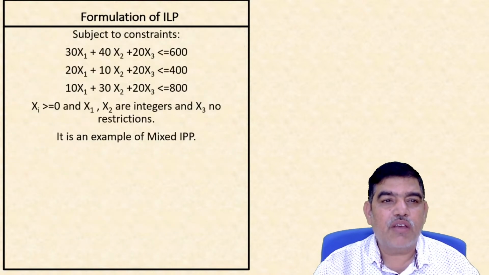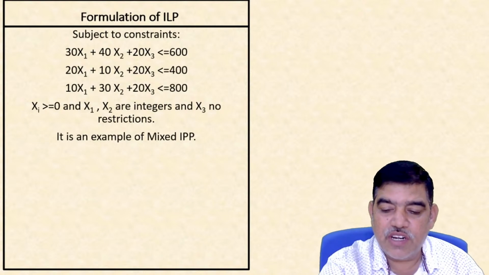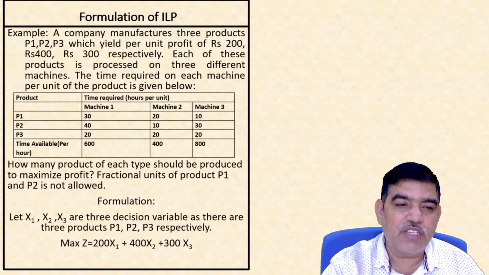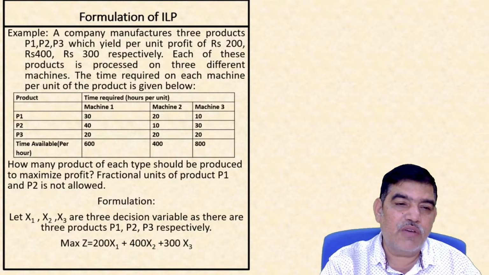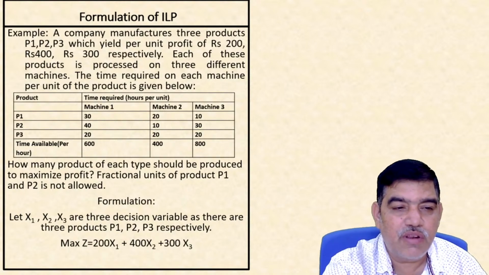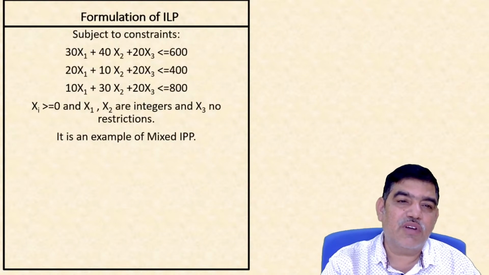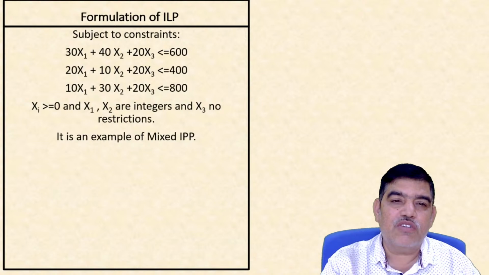Subject to constraint. Subject to constraint means I am mentioning here 30x1 + 40x2 + 20x3 ≤ 600. As per the table, for machine 1, for product P1, 30 hours, for P2, 40 hours, for P3, 20 hours. In this way, what is the total time available? That is 600. So the constraint equation becomes 30x1 + 40x2 + 20x3 ≤ 600.